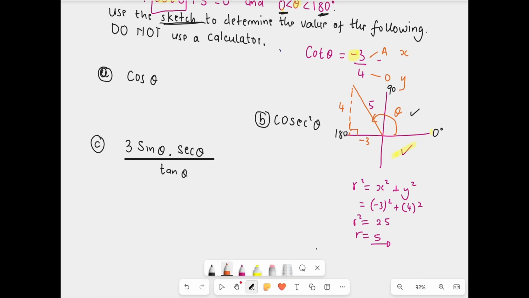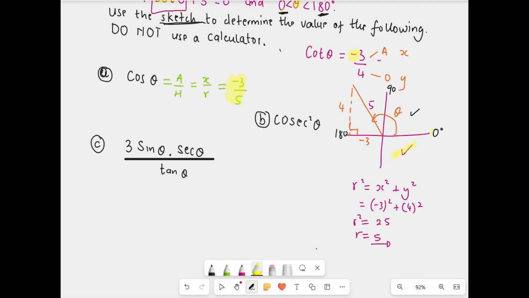The first question here, we are required to find the value of cos theta. So what is cos theta? You need to remember the definition. The definition of cos, you can say it is adjacent over hypotenuse, or you can say it is x over r. Now, what is our x here? Our x is -3. And then what is our r? Our r is 5. So that means cos theta is -3 over 5.